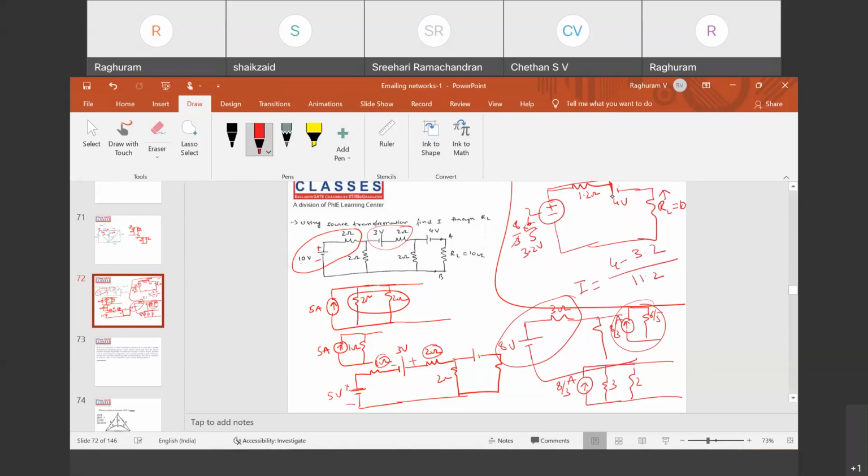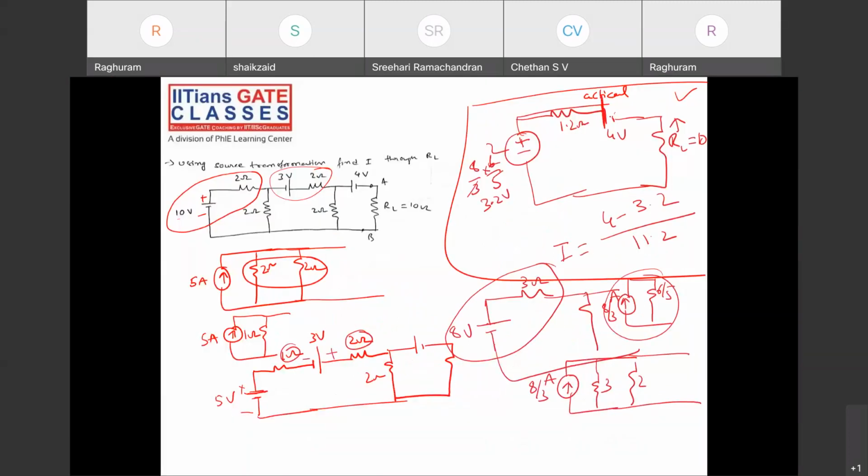Understood how to do this? Source transformation, you have to reduce the circuit. Series aiding and series opposing, these are important. Shall I repeat or is it clear, everyone?